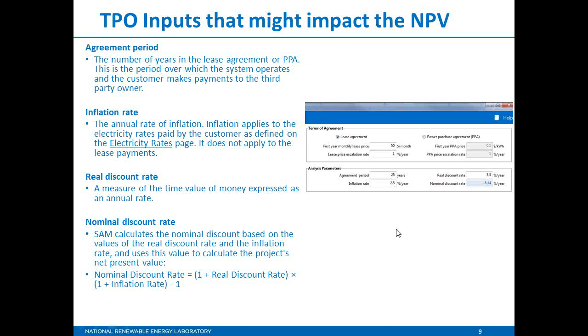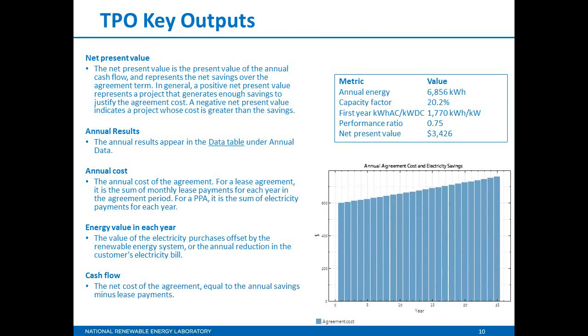Next slide. Slide 10. Key outputs. You'll note that the metrics table for the third-party ownership option is reduced from what we typically would provide. And again, this is a reflection of this construct where we are representing the residential commercial building owner and not the system owner. So the net present value to the system owner here, $3,426.